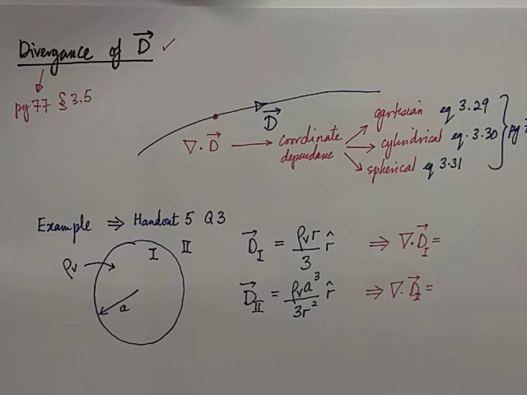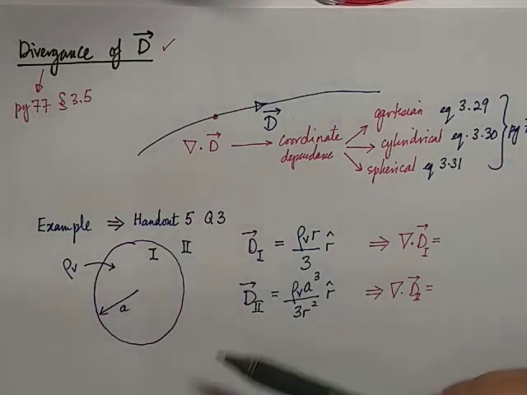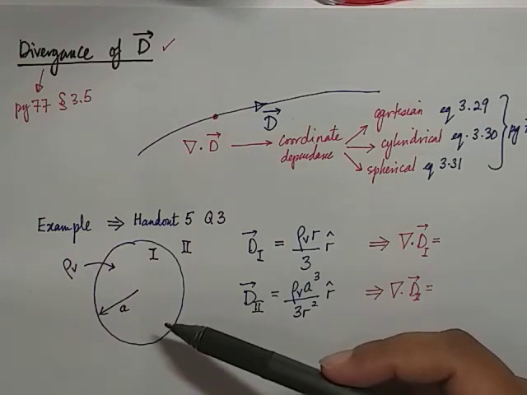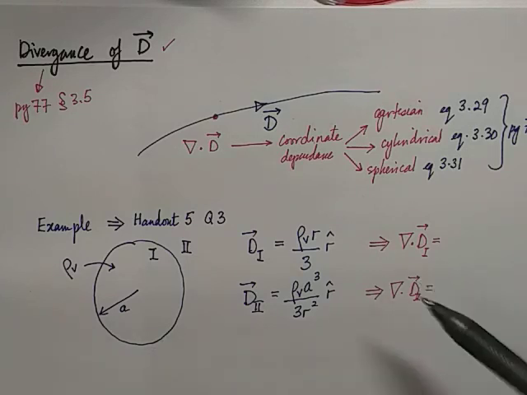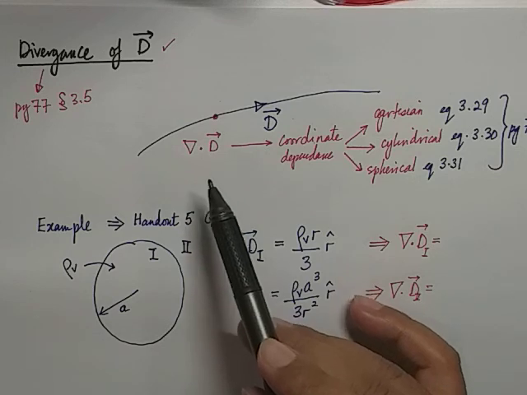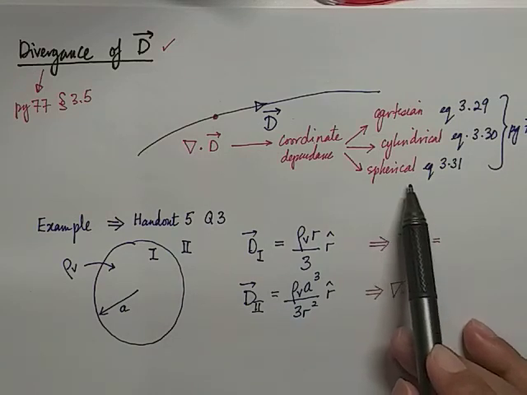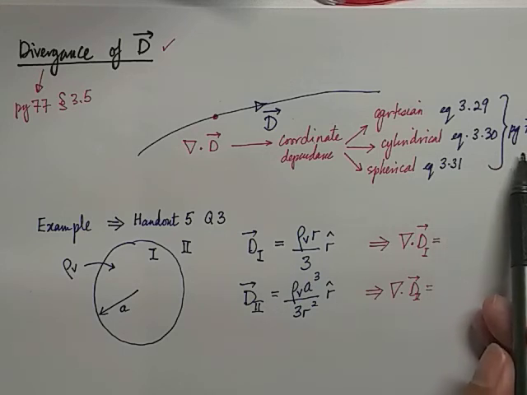What should be the solution for this field using the divergence model that we are studying now? To answer this problem, the first thing we must deduce is which coordinate system to use. I'm sure most of you can recall the coordinate system we adopted last time is spherical. So when we want to solve the divergence model, we must refer to equation 3.31 on page 79.